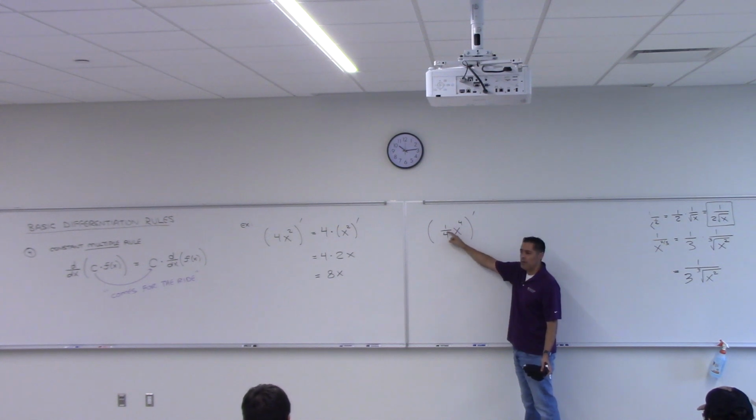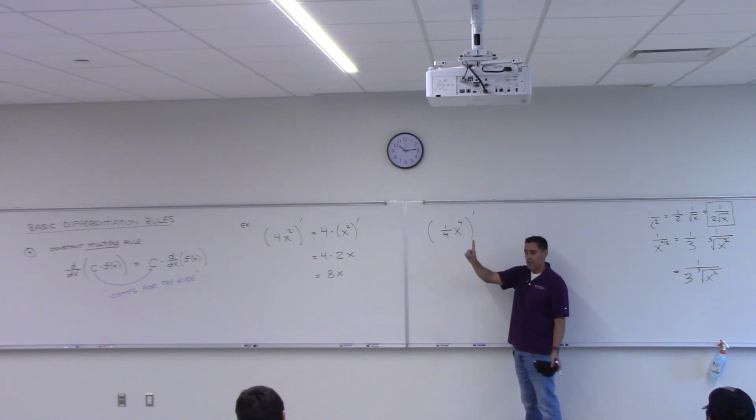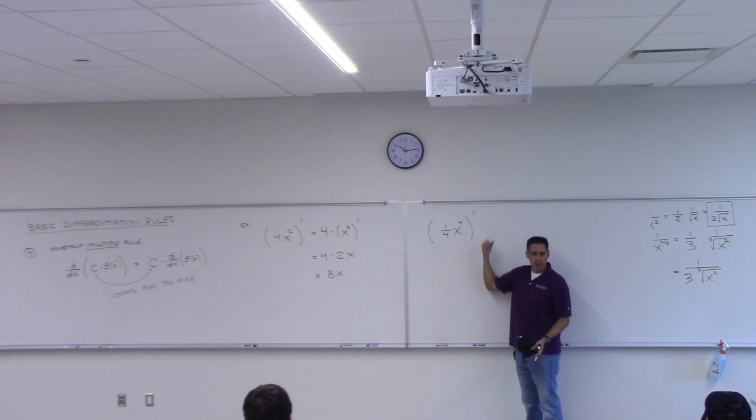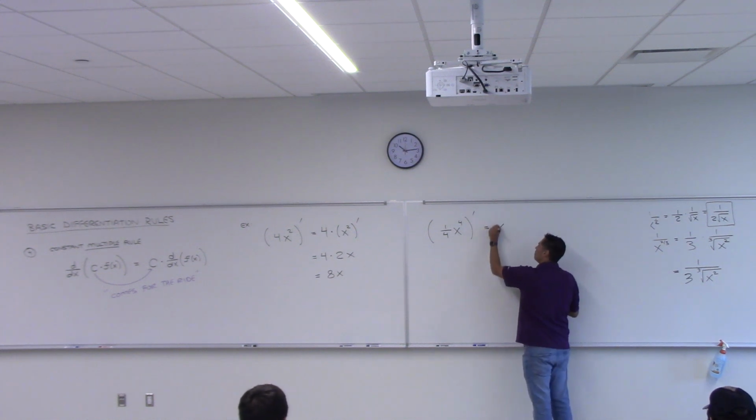I'm going to bring the power down. 1/4 times 4 is 1, right? And then x, you bring the power down by 1, you get x cubed. Is that all right, everyone?